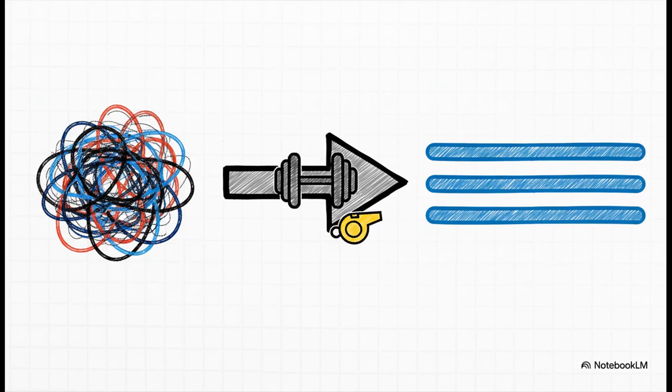Next up, one of my favorites, regularization. This is a brilliant technique where you essentially add a penalty to the model for becoming too complex. It's like telling the model, hey, try to explain this data, but keep it simple. It forces the model to use smaller, simpler parameter values, which makes it way harder to overfit.